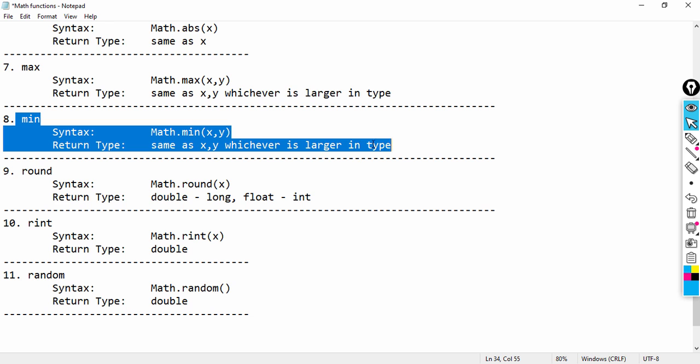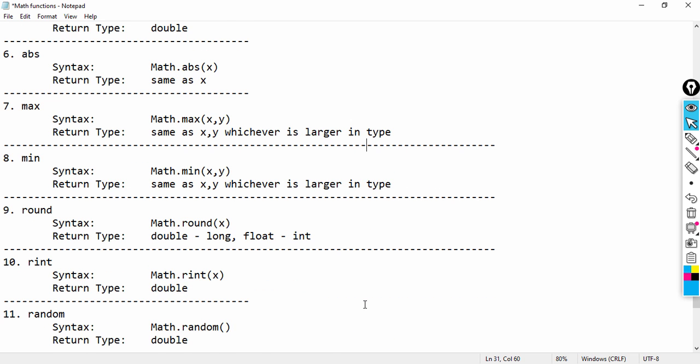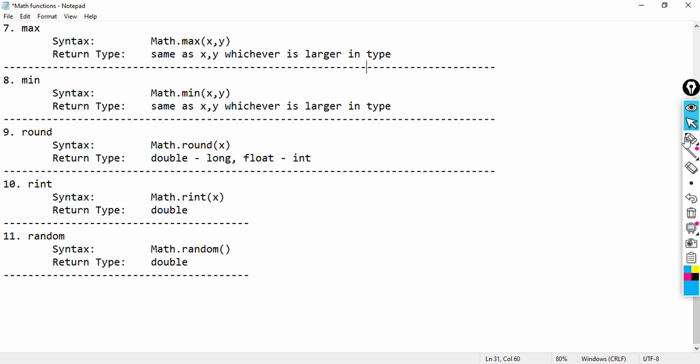Okay. So we have discussed 8 functions so far. The remaining 3 functions, that is round, rint and random, we will be discussing in the next video. Thank you for now.